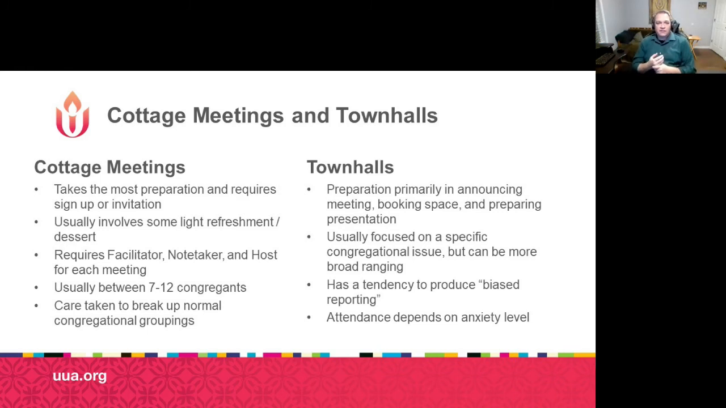It usually involves some light refreshment or dessert. I don't recommend doing full meals with this, but having some hors d'oeuvres, or I love cottage meetings that do dessert, frankly. Often in someone's home, but sometimes also offered within the congregation. They require a facilitator to ask the question and keep people engaged, a note taker, and a host for each meeting, usually 7 to 12 congregants or other stakeholders, and caretaking to bring up the normal congregational groups.